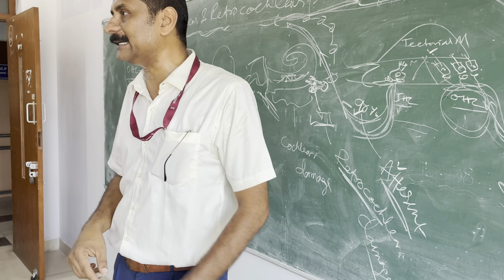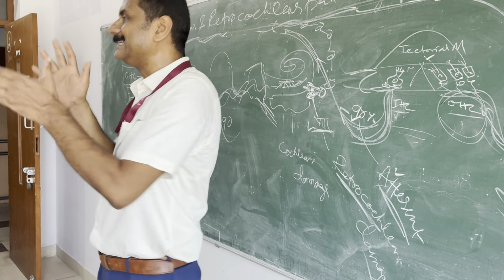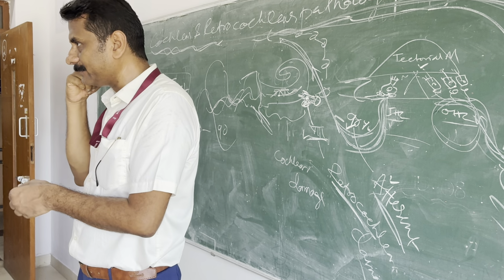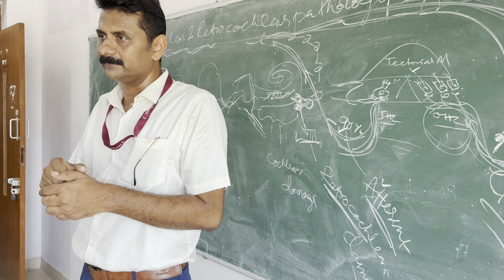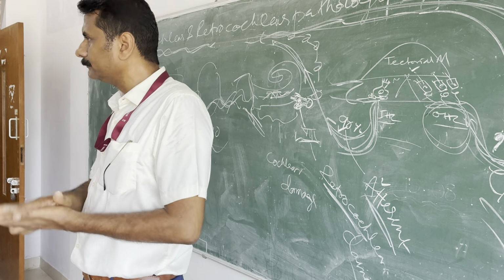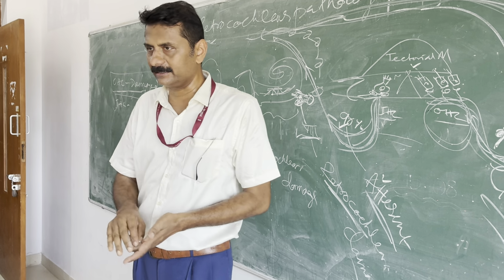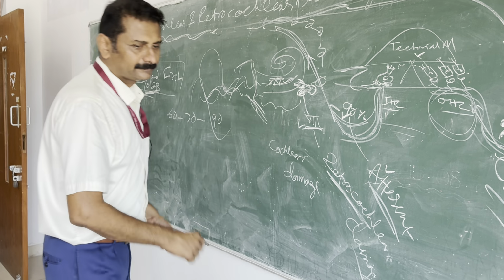So this is a fundamental difference, right? So we have tests like SISI to identify the cochlear damage. We have tone decay tests for the retrocochlear damage. Okay? This is about cochlear and retrocochlear. Understood? Thank you.